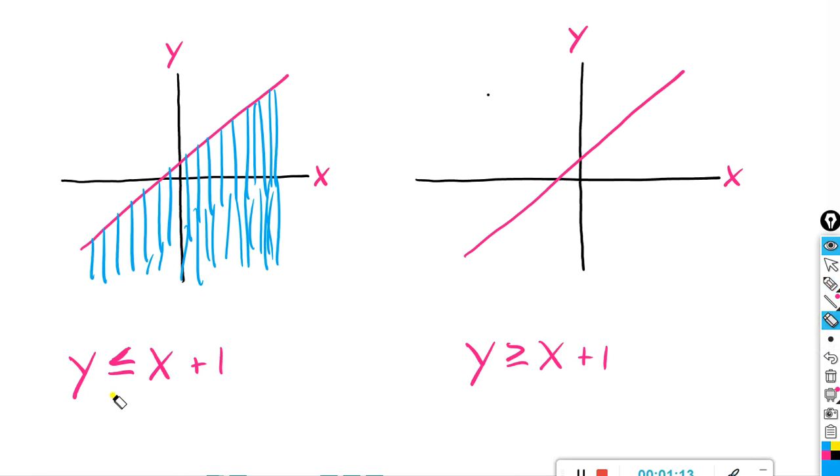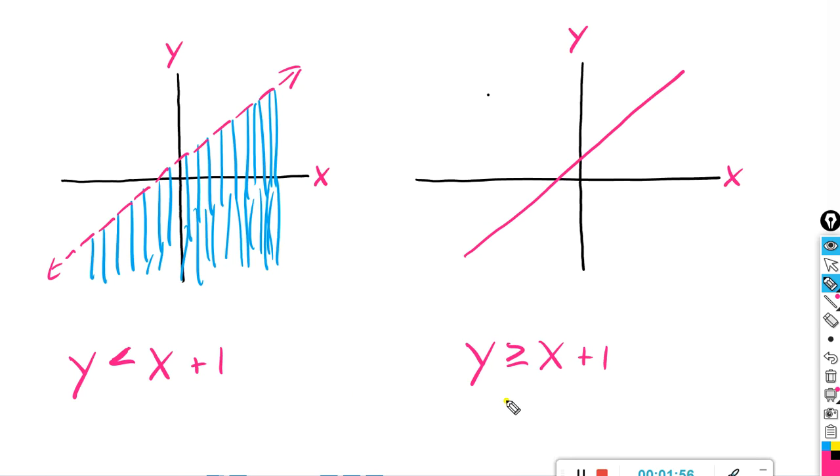If that line, the equal to line, is not included, then the line for y is x plus 1 will be a dotted line. So instead of a solid line like so, what you would have is a dashed line. So the line would be a dashed line. All right, and the dashed line means that the line itself is not included. Okay, so in this case, it's less than x plus 1. It's everything under that line, but the line is dashed. The line is not included.